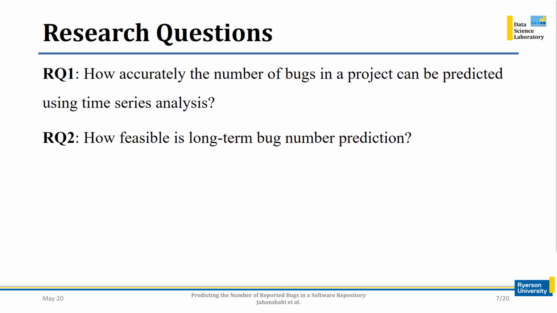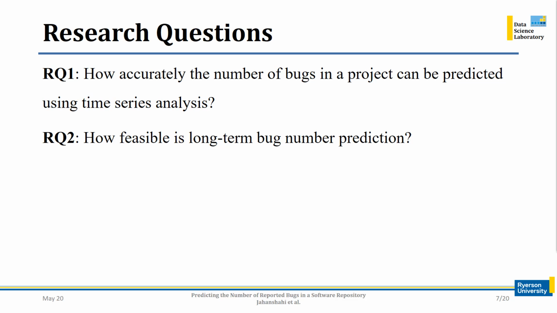These are our research questions. We defined two different research questions. First, how accurately can the number of bugs in a project be predicted using time series analysis? Time series prediction assumes that there are some patterns in the time series, making it feasible for prediction. Nonetheless, it's not always the case, so we will investigate the accuracy of the proposed models.